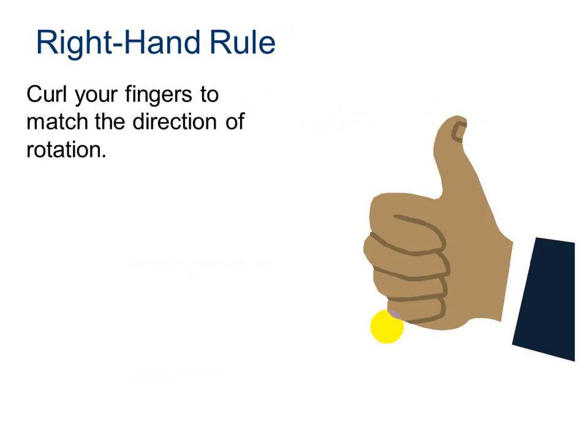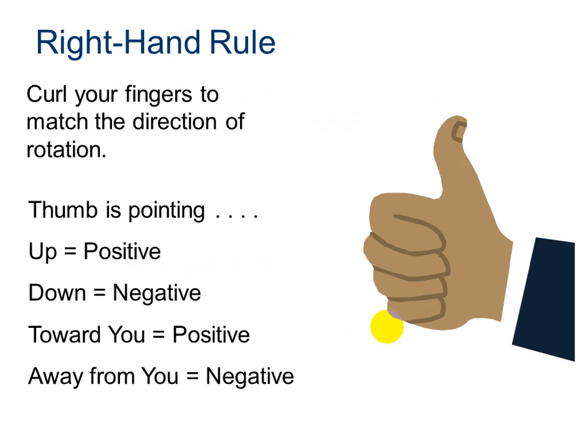We use the right-hand rule to help us with this. Curl your fingers to match the direction of the rotation, and if your thumb is pointing up or towards you, then it's a positive moment. If your thumb is pointing down or away from you, it's a negative moment. You might want to pause the video and write this down.